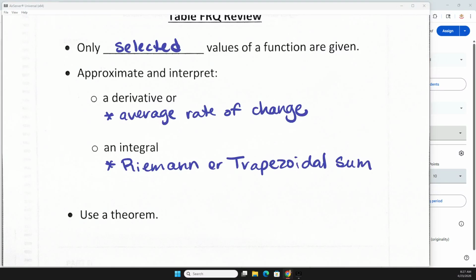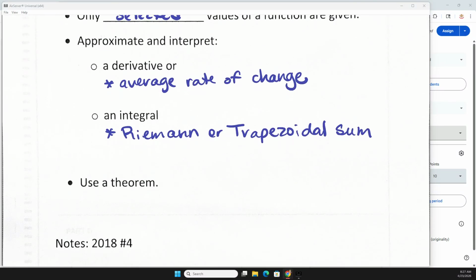All right, and then you're likely going to have to use a theorem. The theorems that you would use on these tables are going to be either the intermediate value theorem, or the mean value theorem.